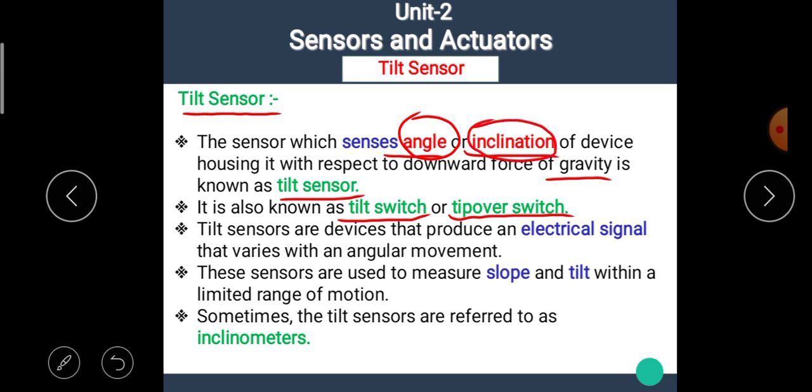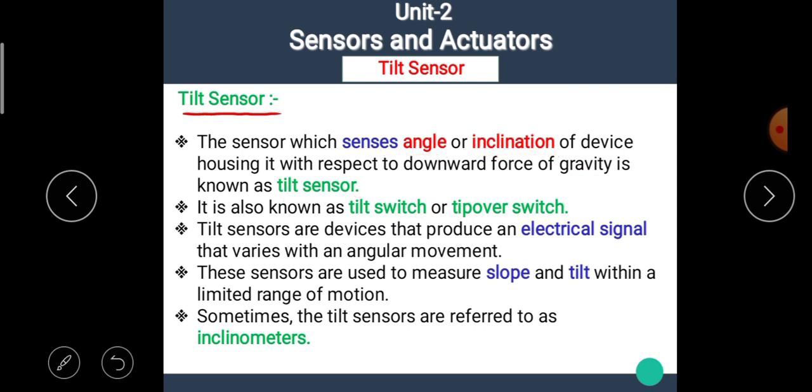For example, a sensor like this is housed with any device in this position, and if this position changes to this position, that means there is an inclination of the sensor, hence it produces the output in the form of a switch. And we know that the switch has two positions, on or off.